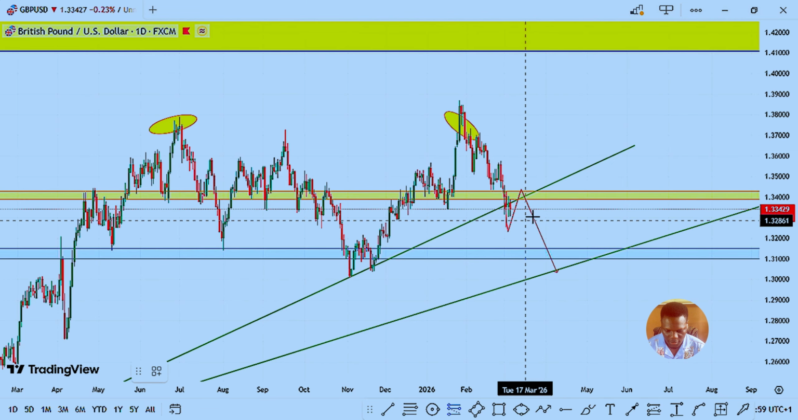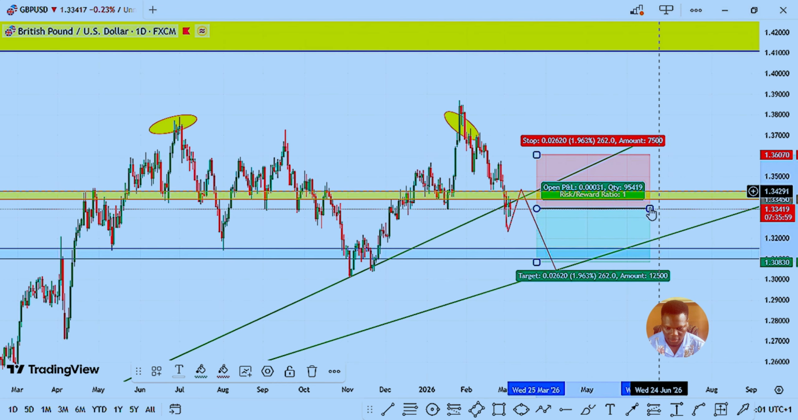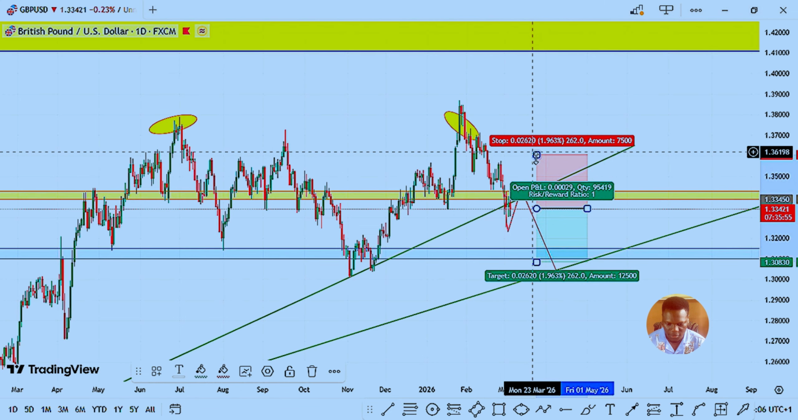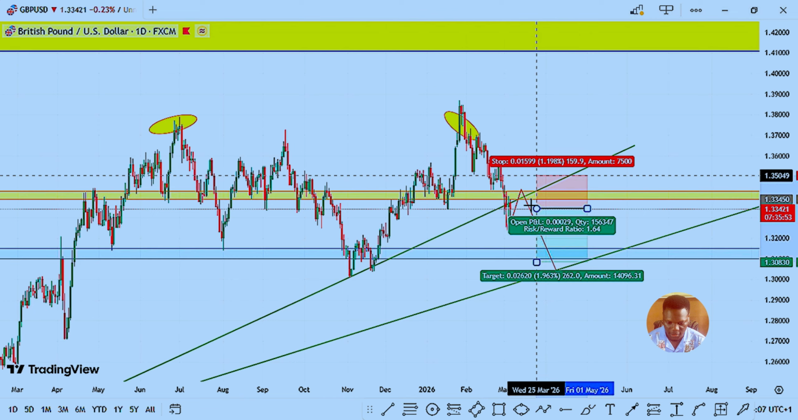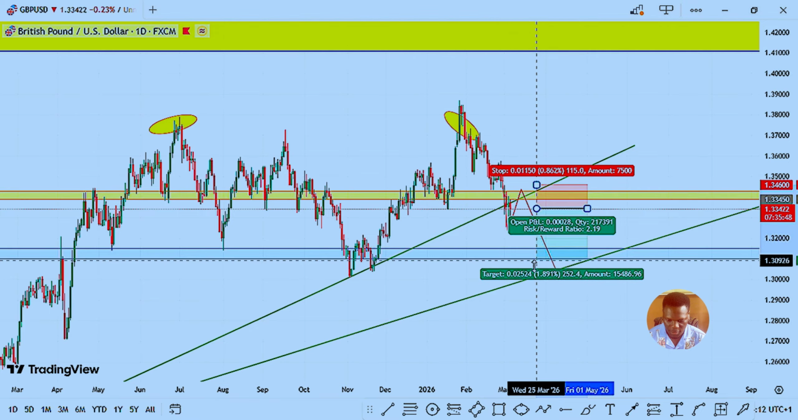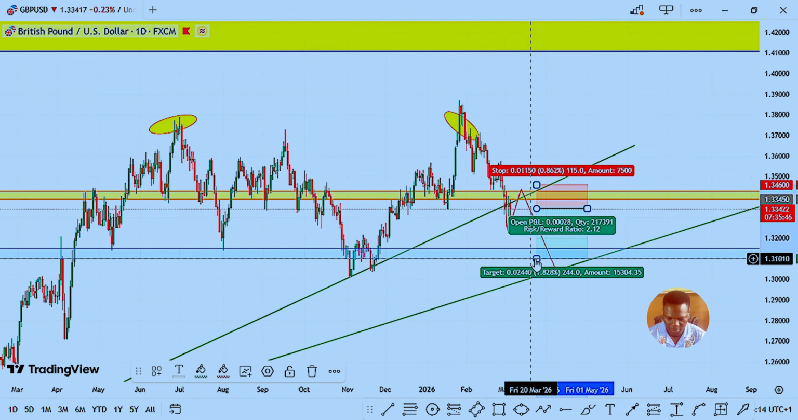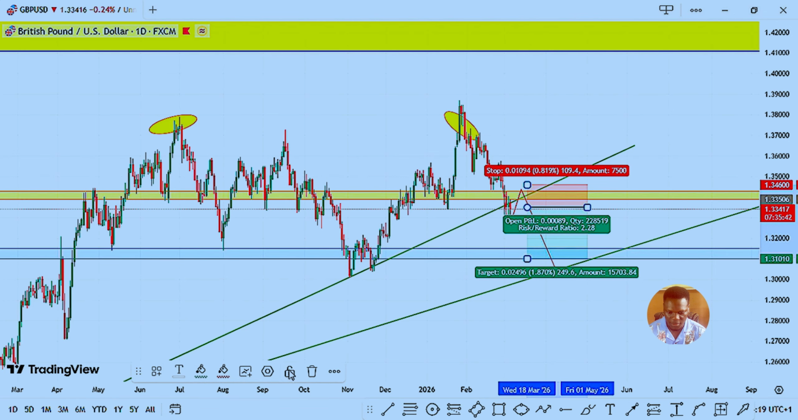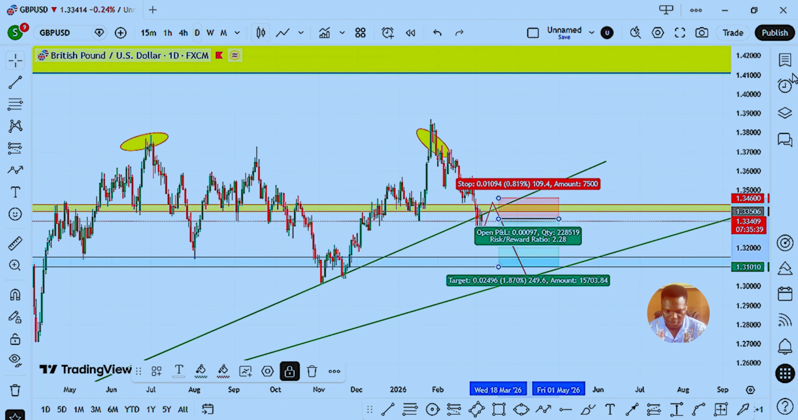All right, so this is the area I'll be looking for another sell opportunity on GBP. I'll be looking for a sell trade like this. My stop is just above here. This is about a 260 pips drop on this GBP. So these are the areas I'm aiming to look for entry on GBP.